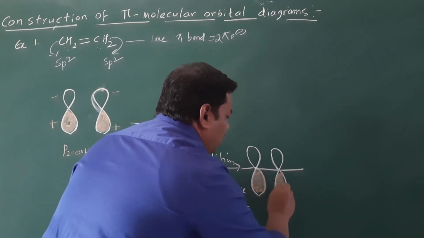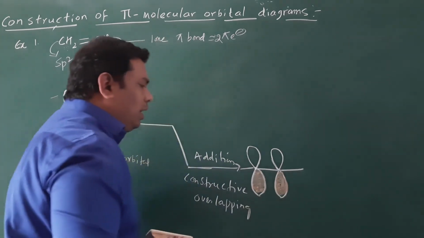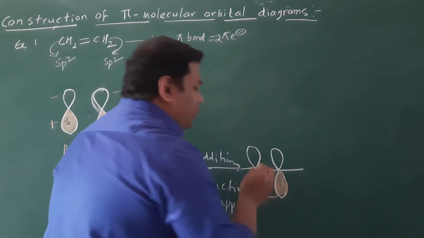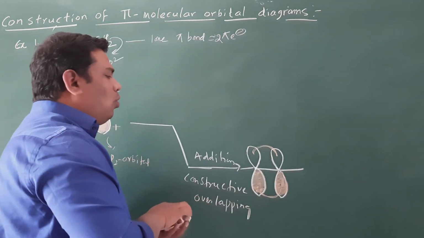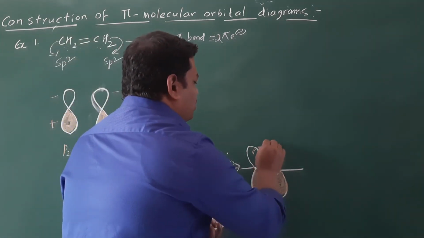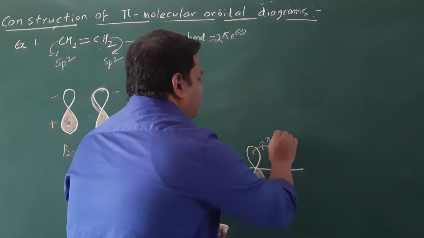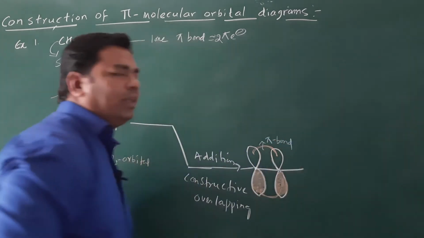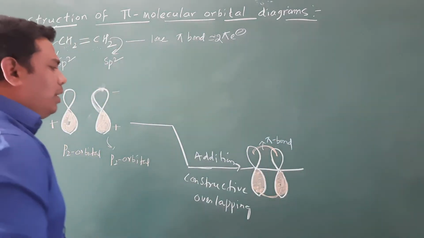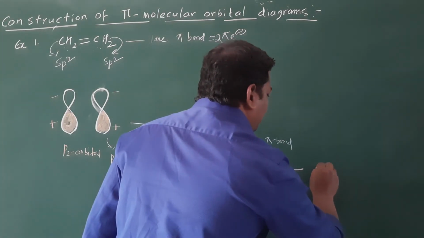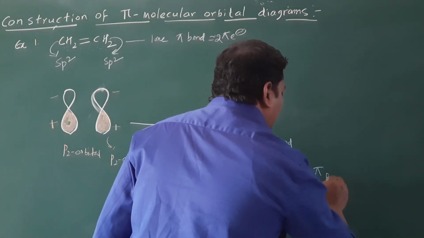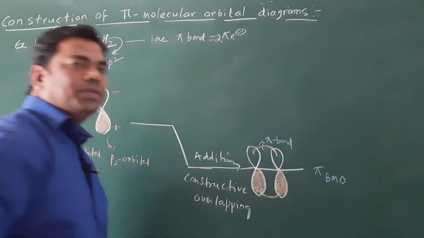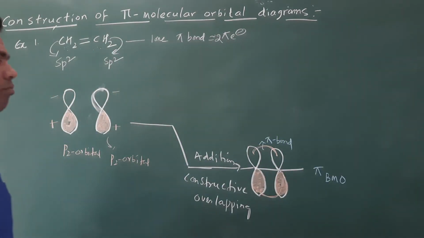Okay, clear, student? So here the same signs are overlapping. These same signs are overlapping, so then it forms a pi bond. So this is nothing but what we can call a pi bonding molecular orbital.